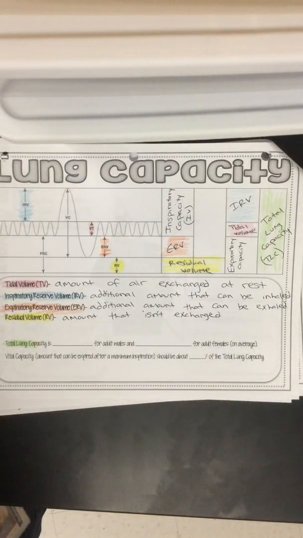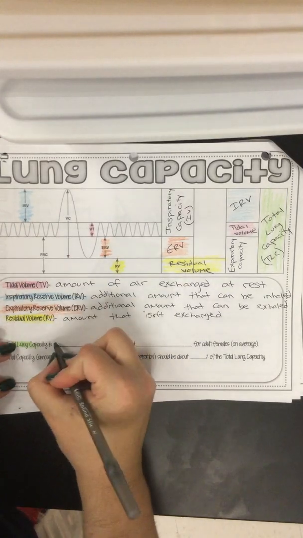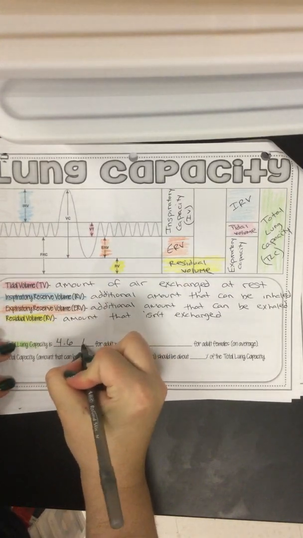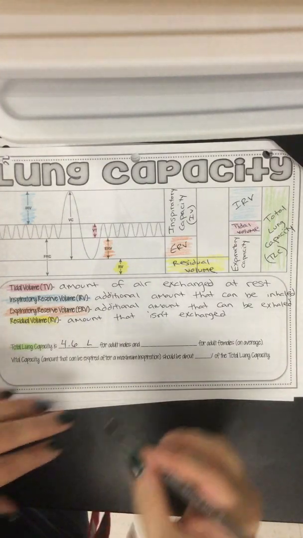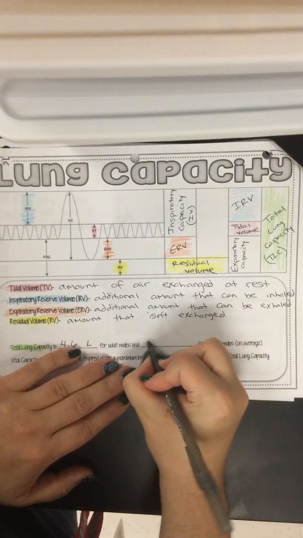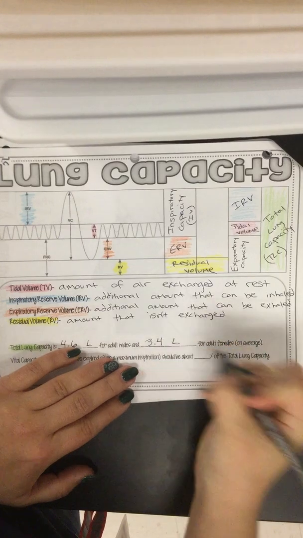If you are a male-bodied adult, your total capacity is about 4.6 liters, like the maximum amount you could possibly breathe in. And if you're an adult female, it's about 3.4 liters.